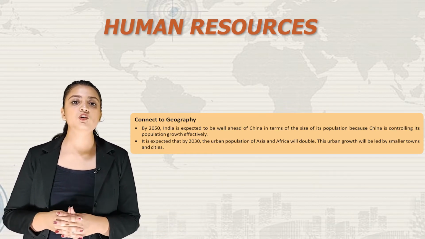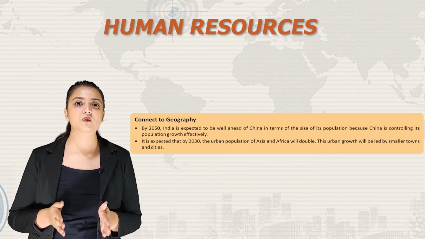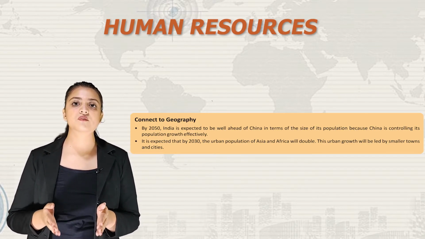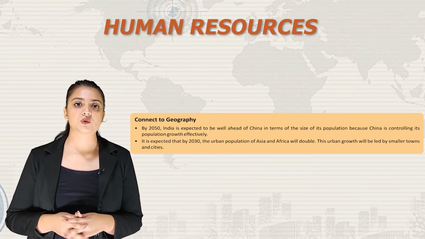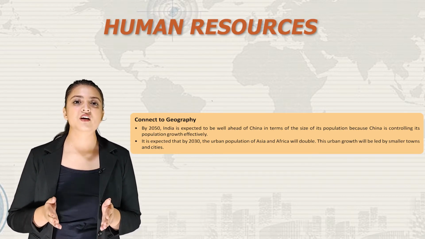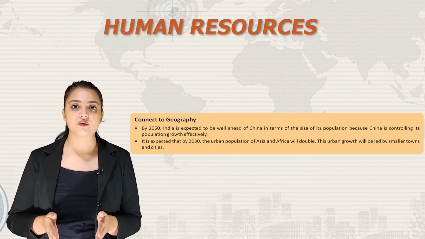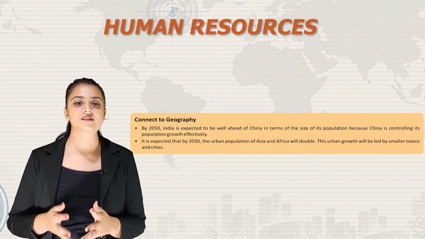Now, let's connect to geography once again. By 2050, India is expected to be well ahead of China in terms of the size of its population because China is controlling its population growth effectively. It is expected that by 2030, the urban population of Asia and Africa will double. The urban growth will be led by smaller towns and cities.